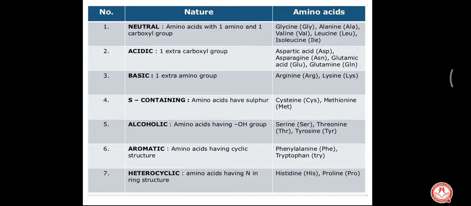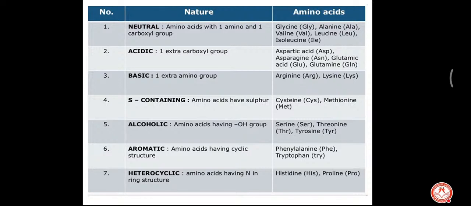Acidic amino acids have one extra carboxylic acid group: aspartic acid, asparagine, glutamic acid, glutamine are the examples. Basic amino acids have one extra amino group: arginine and lysine are the examples. Sulfur containing amino acids: cysteine, methionine. Alcoholic amino acids: serine, threonine, tyrosine. Aromatic amino acids with cyclic structure: phenylalanine and tyrosine.